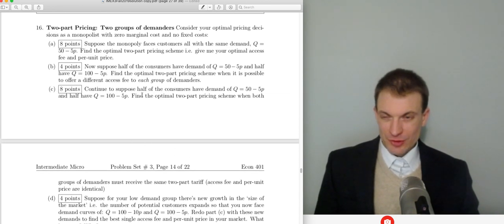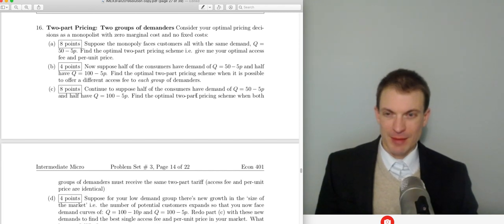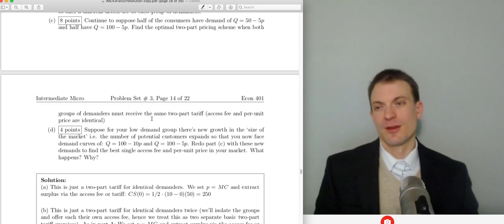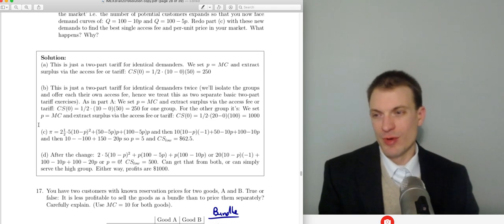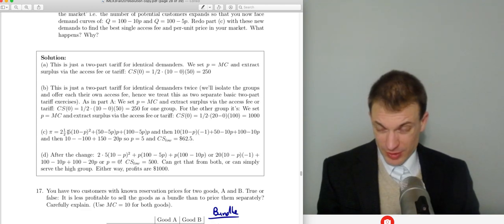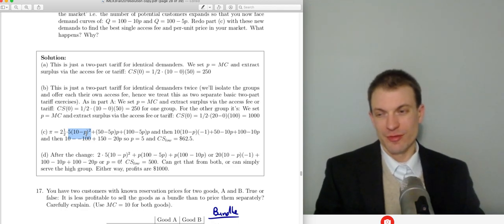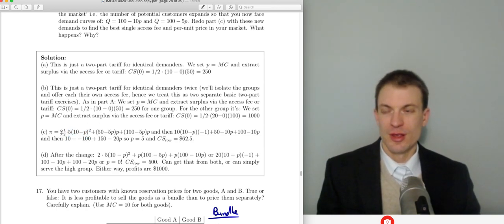Continue to suppose half have this demand, half have this demand. Find the optimal two-part pricing scheme when both groups of demanders must receive the same two-part tariff. This is the more complicated one, where I'm going to write the access fee as a function of price. So I'm going to take consumer surplus of my low group as a function of price. So it's going to be 5 times (10 minus p) squared times 2 times 1/2. What's going on here? This 2 is because both are buying. This 1/2 is because the area of the triangle is 1/2 base times height.